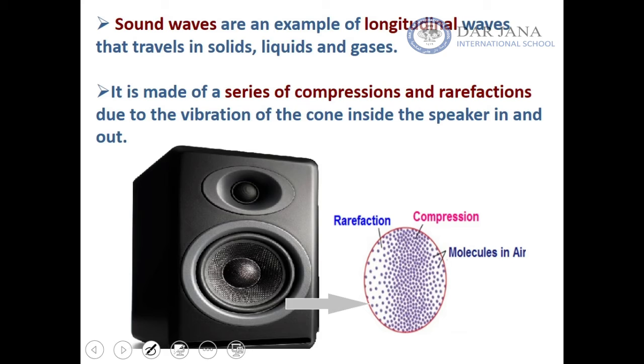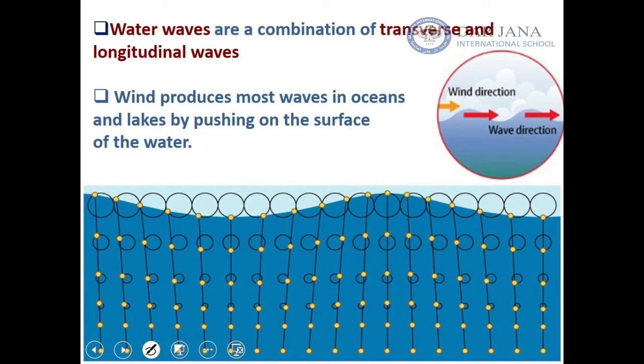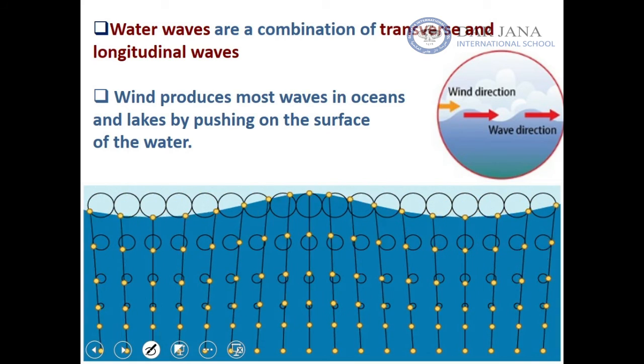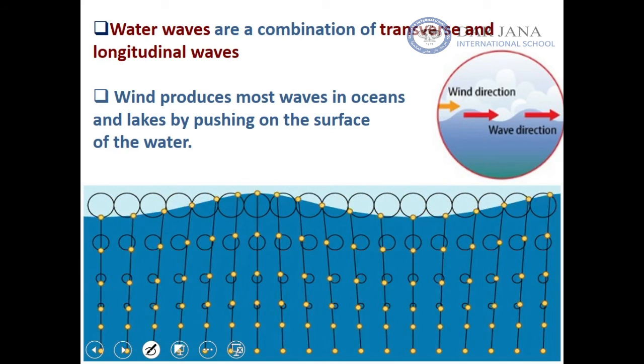Now, sound waves. Sound waves are an example of longitudinal waves that travel in solids, liquids, and gases. It is made of a series of compressions and rarefactions due to the vibration of the cone inside the speaker in and out. Now, water waves are a combination of transverse and longitudinal waves. Wind produces most waves in oceans and lakes by pushing on the surface of the water.